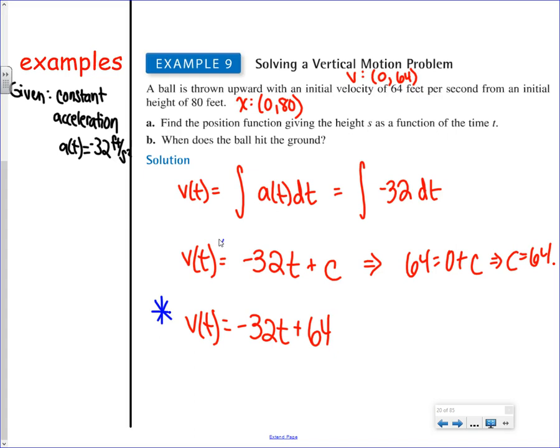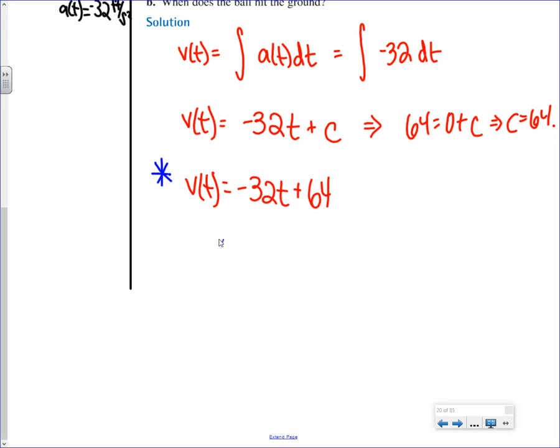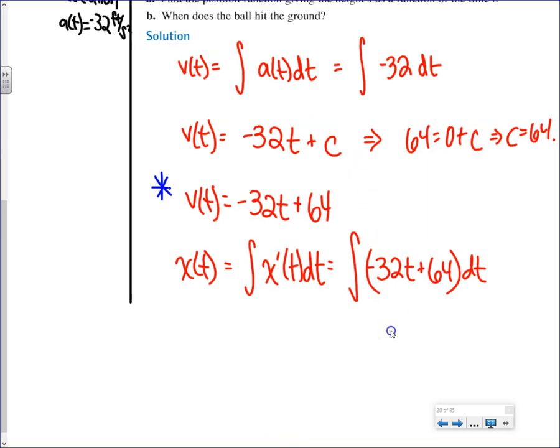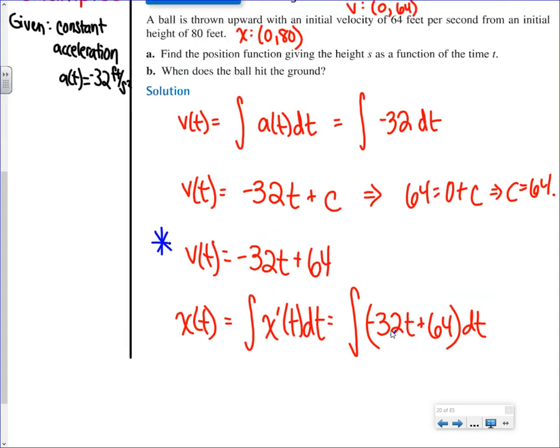So if I wanted to find position, which I'm going to call x of t or s of t, couldn't I take the integral of its derivative? Didn't we just say that's the same thing as velocity? To find position, I could take the integral of its derivative. That would go back. And who is its derivative? Well, velocity. So we plug in the velocity function and take the integral.